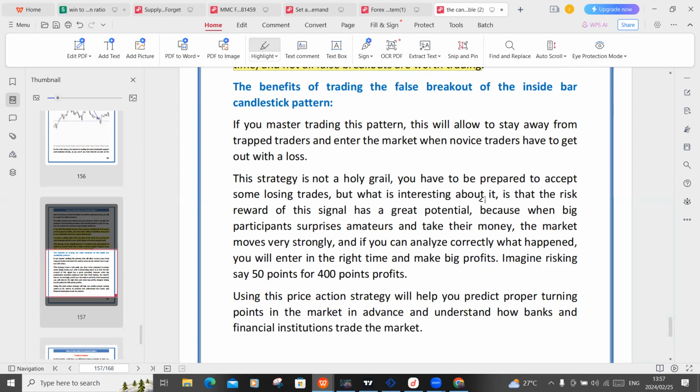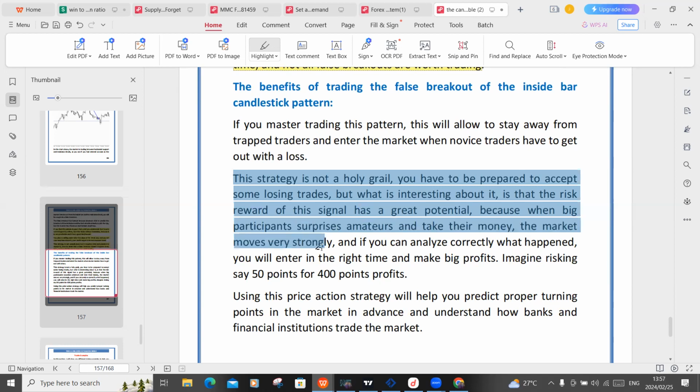But what is interesting is that the risk to reward of this signal has great potential, because when big participants surprise small amateurs and take their money, the market moves very strongly, and if you can analyze correctly what happened, you enter at the right time, making big profits. So imagine risking 50 points for 400 points. This is a 1:8 risk to reward ratio. Imagine risking 1% to make 8%.